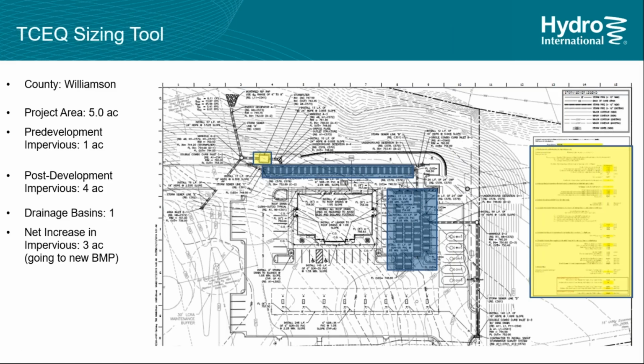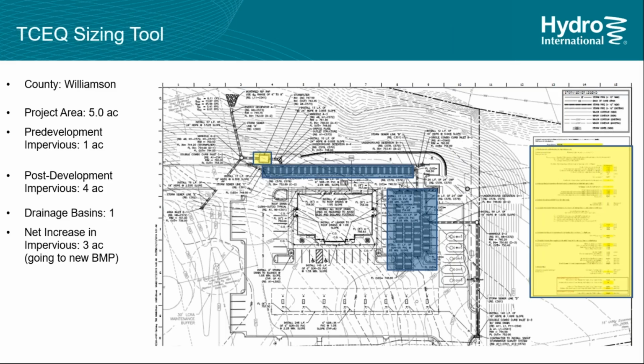So when designing a filter, you have to know if storage is incorporated into the design or if you need to be a flow-through filter, meaning there will be no storage and reduction in flow rate before the filter is used. Now on this site, we're in Williamson County, a project area of 5 acres. Pre-development impervious is 1 acre, post is 4. We're going to treat the entire site through one basin, meaning one filter to address the whole site. And we have a net increase in impervious area of 3 acres, which will be going through our BMP.